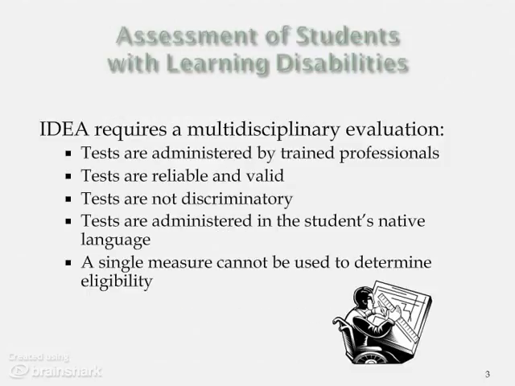As with all assessments, when we're doing an eligibility evaluation for a student with a learning disability, the tests that are administered to the student need to be done by trained professionals. They're reliable and valid, and they're in the child's native language. You don't just use one thing to make this determination. You use several things, and when you go through eligibility for any disability, there is almost always an IQ test of some sort, and then some sort of achievement.